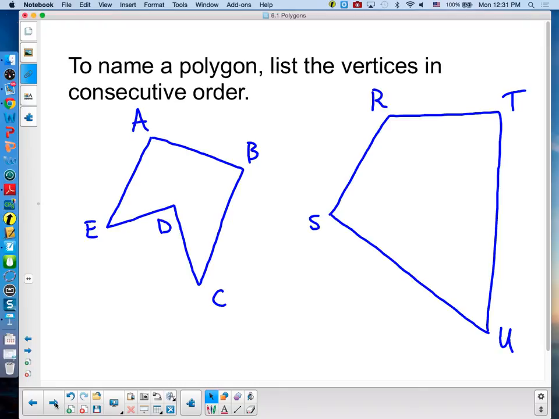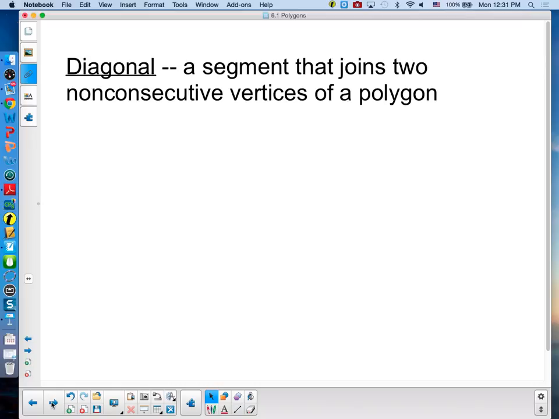So naming it is listing the vertices in order. How many names would there be for this one on the left? 10. It would have been 10, correct. Right. A diagonal. A diagonal is a special segment that joins 2 non-consecutive vertices. Joins 2 non-consecutive vertices.